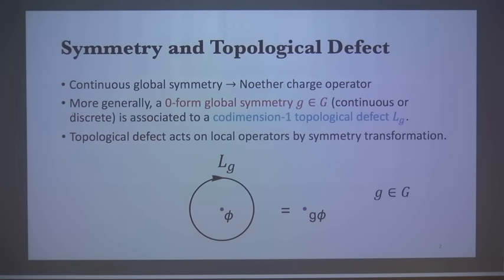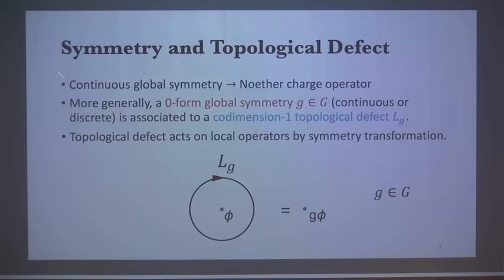Topological defect might sound like a very fancy word, but it actually isn't. It's something we are very familiar with. In the case of continuous global symmetry, it's nothing but the Noether charge. To be more precise, it's the exponentiation of the Noether charge. The Noether charge is supported on a codimension 1 manifold in our spacetime, which is usually taken to be a constant time slice. It is useful to think of it as a topological defect. It is topological because when we deform the codimension 1 manifold a little bit without passing through any local operator, that wouldn't change the correlation function. This follows from the conservation of the Noether current.